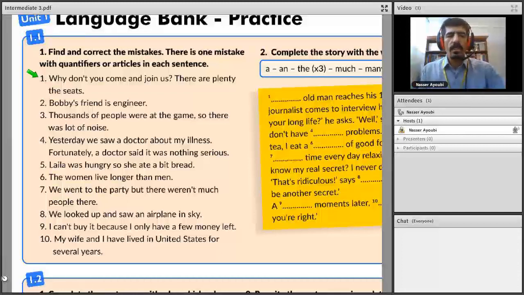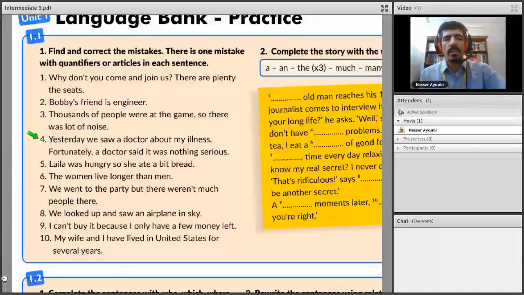Number 2. Bobby's friend is engineer. Bobby's friend is an engineer. Number 3. Thousands of people were at the game, so there was lot of noise. There was lots of noise, or there was a lot of noise.